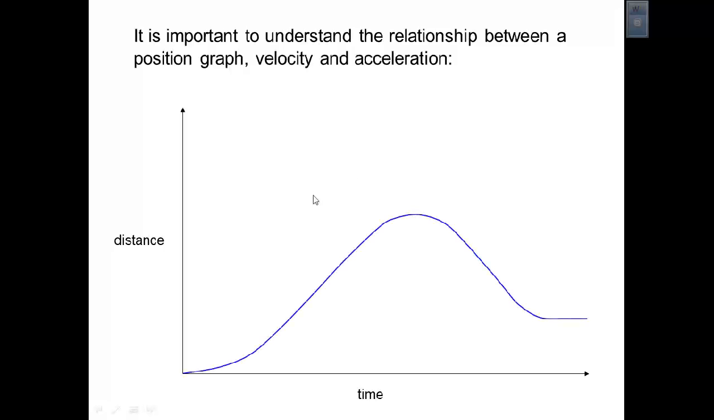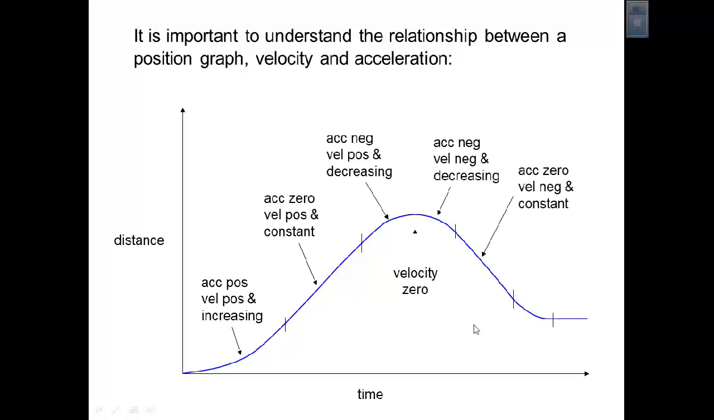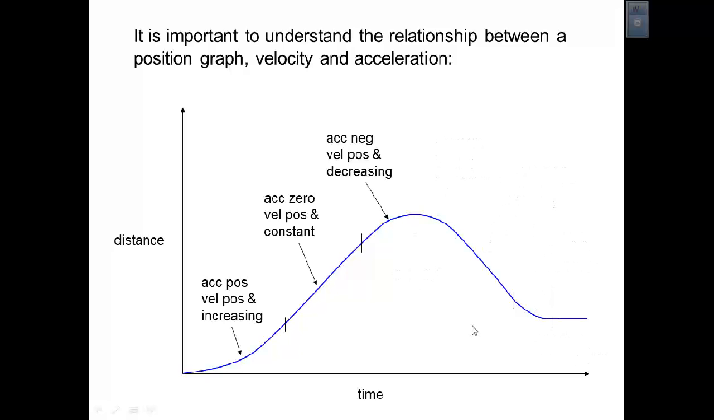Now, it's important to understand the relationship between the position graph, velocity, and acceleration. So we're going to look at a graph here. You're going to want to make this pretty big because we're going to talk about all this stuff here, and you need to be able to write it in there.